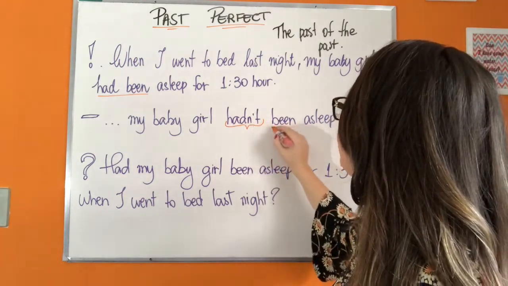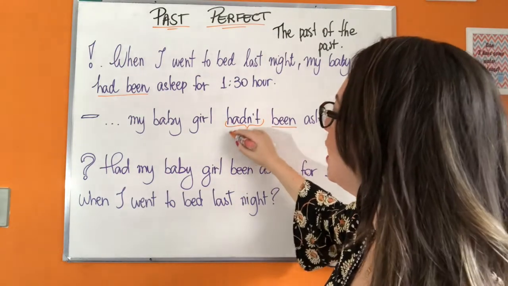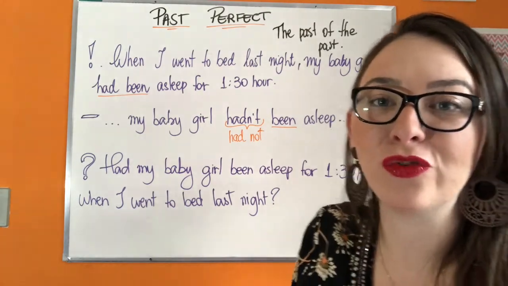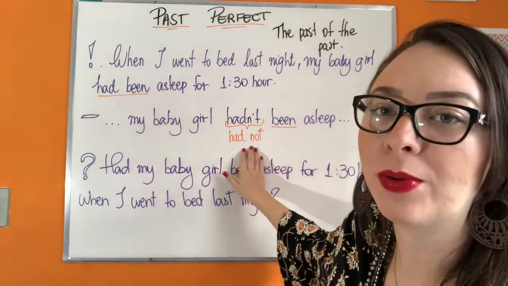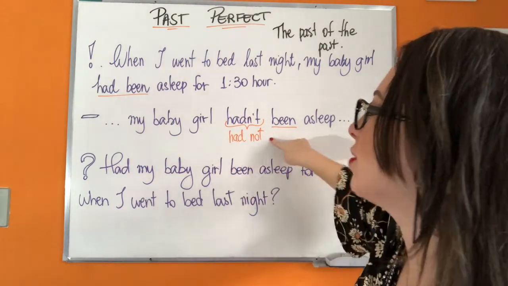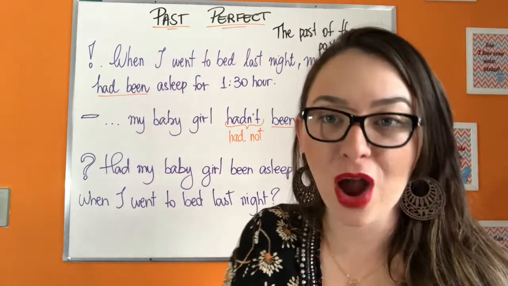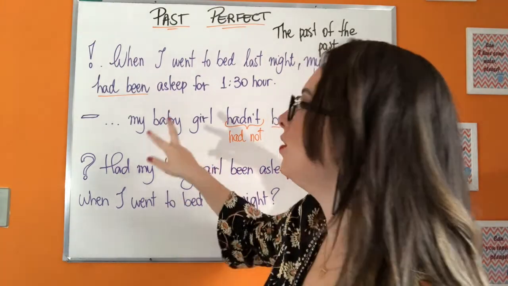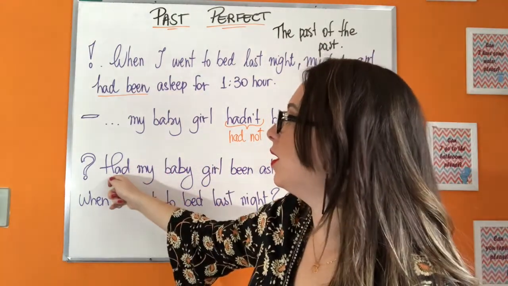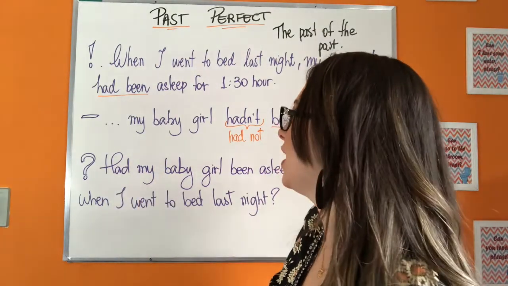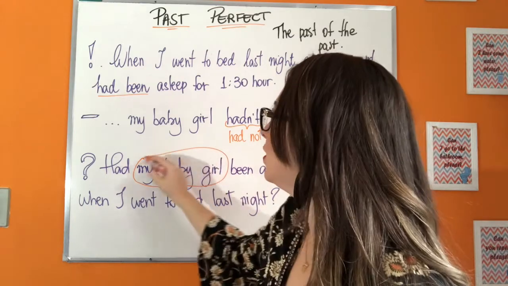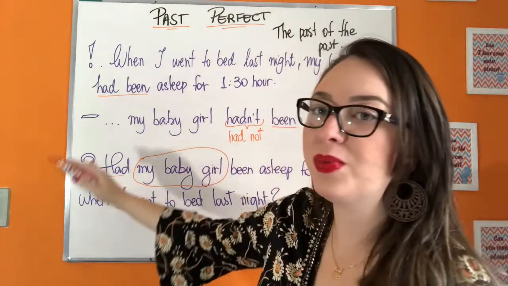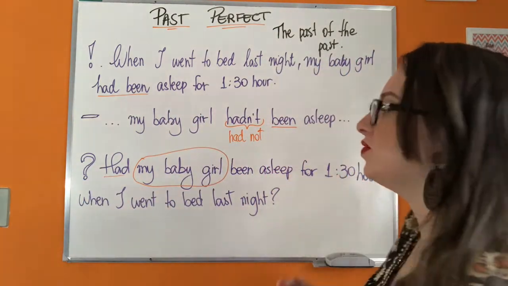So here we have hadn't been. Hadn't, as you know, is the contraction of had and not. So this is the contracted form, okay? And this is the full form. If you need a question, an interrogative structure, all you have to do is to invert the order between the auxiliary verb and the subject. My baby girl is the subject of this sentence. So I put had before my baby girl, and then the rest of the sentence is the same.